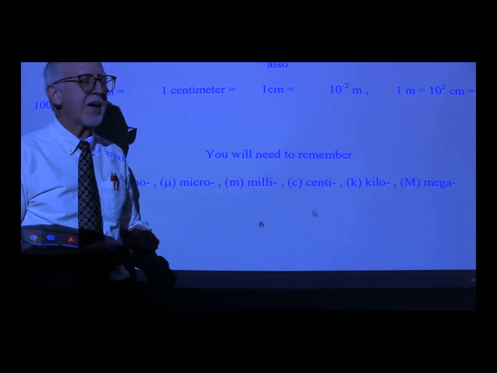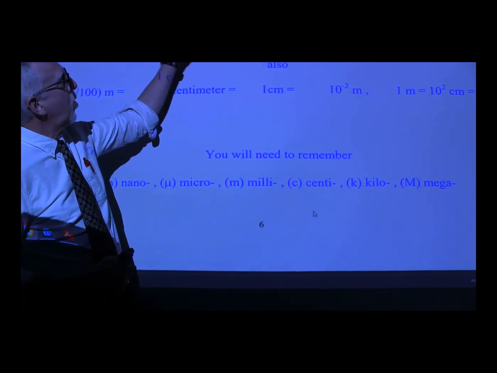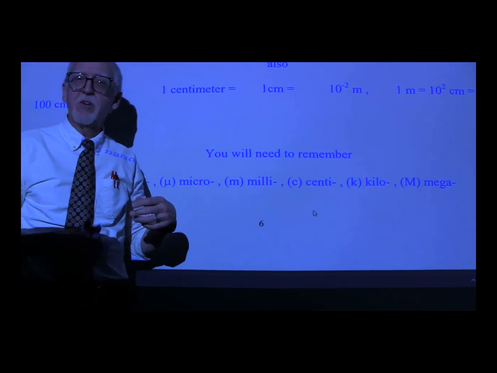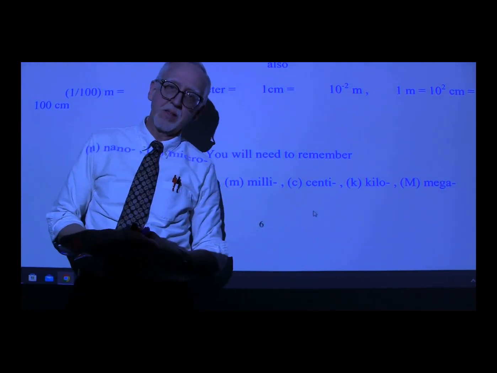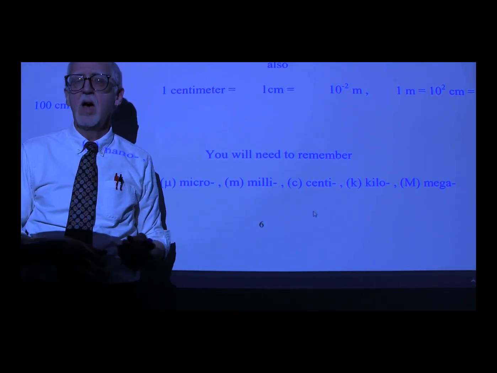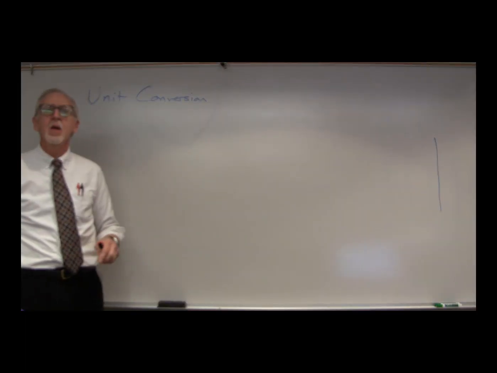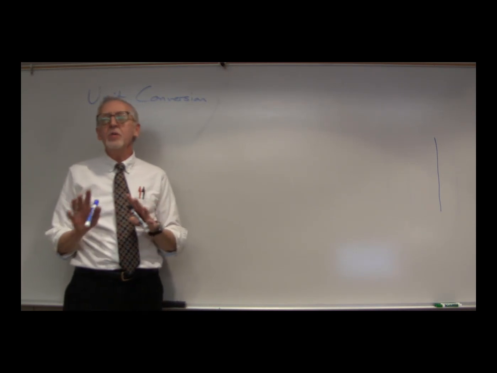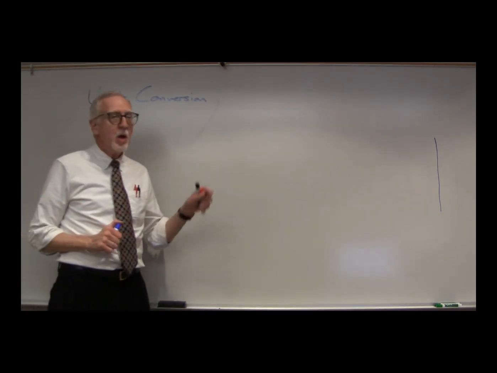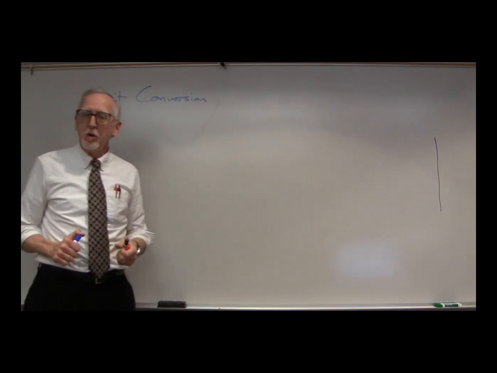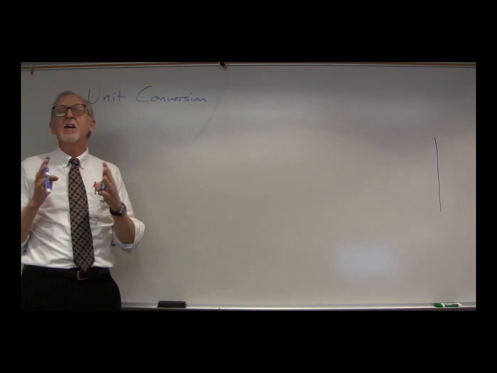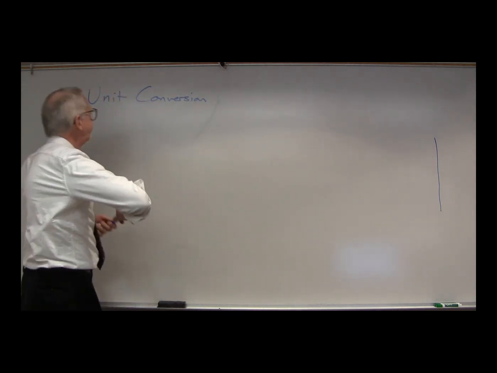How do we switch back and forth from, say, one unit to a different unit, from femto to kilo or something like that? How do we convert quantities from one unit to another unit? Let's take a look at that. In order to convert one unit to another unit, to do a unit conversion, we need a conversion factor.